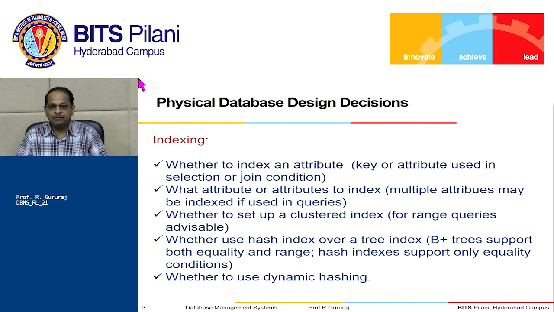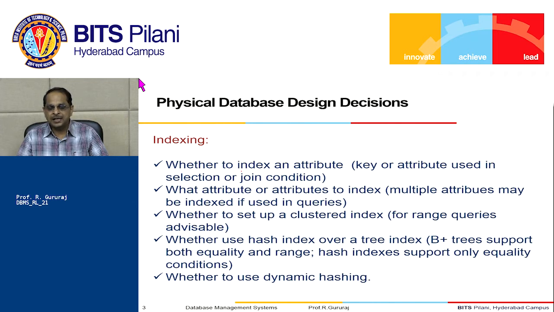That means, if the retrieval of the records is not based on one attribute condition but on multiple attributes, then do we need to construct an index which involves multiple attributes? And whether to set up a cluster index, where range queries become easier and faster. That means, if we construct cluster indexes, all the tuples which have similar values fall in the same cluster. At the same time, whether to use a hash index or a tree index, that is, B plus trees.